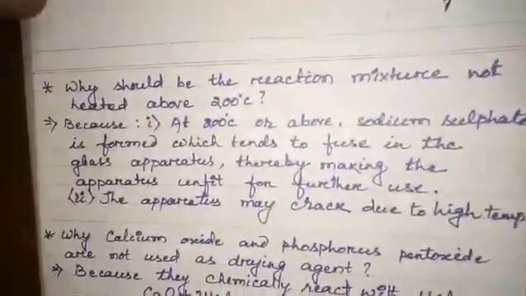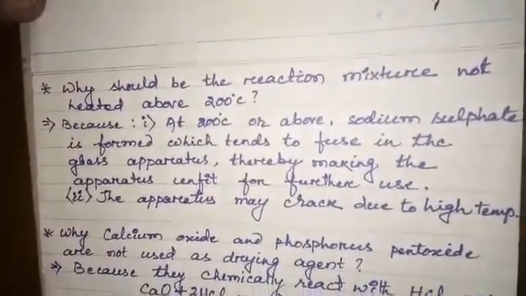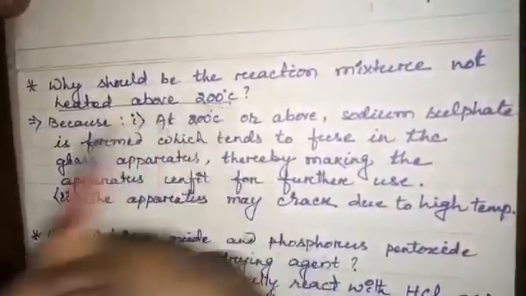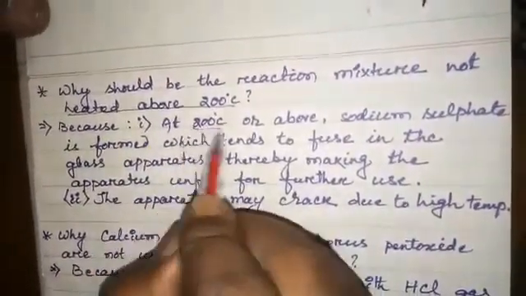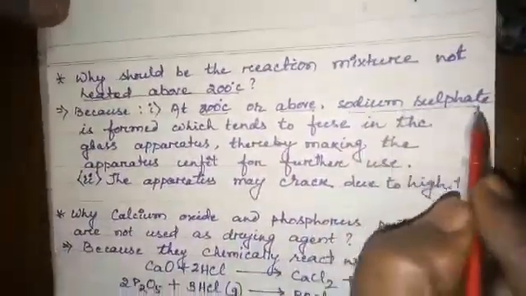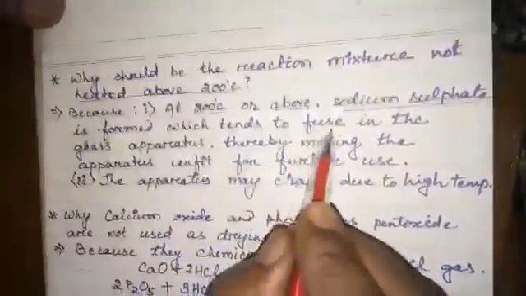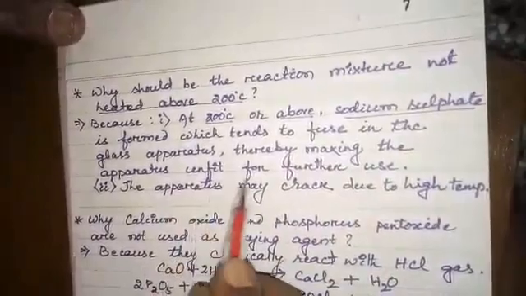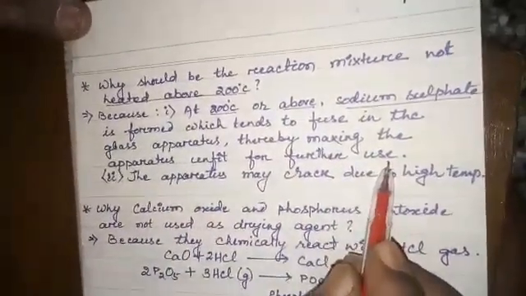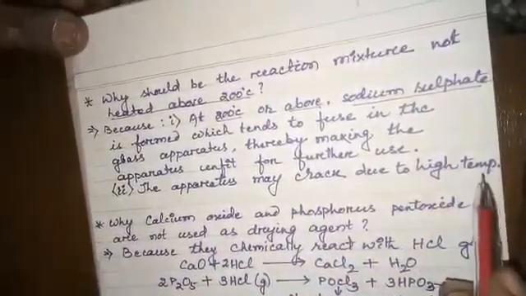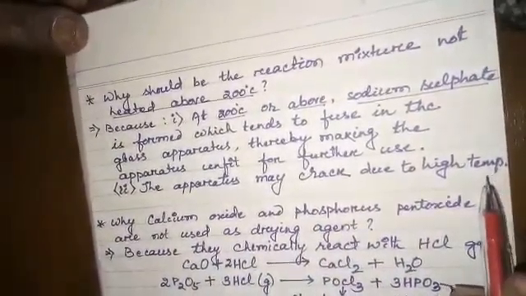Now, some questions arise. Why should the reaction mixture not be heated above 200 degrees centigrade? Because at 200 degrees centigrade or above, sodium sulfate is formed, which tends to fuse in the glass apparatus, thereby making the apparatus unfit for further use. And the second important point is the apparatus may crack due to high temperature.